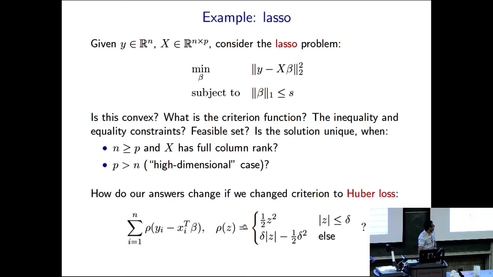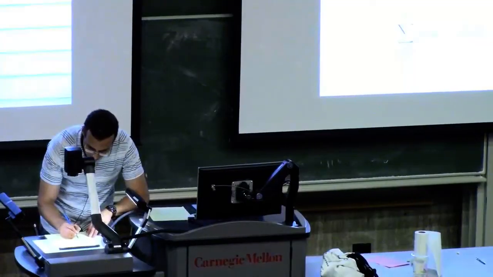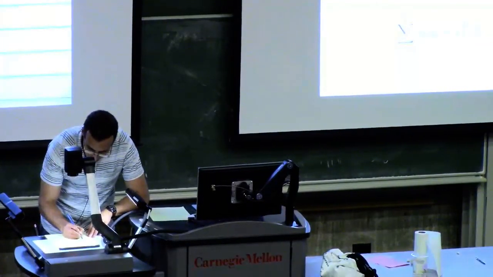Okay, think about it maybe on your own. How would the answers to all of these questions change if I just changed the criterion? If I changed it from squared error loss to Huber loss, which some of you might have seen as a more robust loss function. The Huber loss basically takes a quadratic and clips it to be linear outside of some interval. Here the interval is minus delta to delta. It looks quadratic between minus delta and delta, and then outside of that it turns into a linear function smoothly.